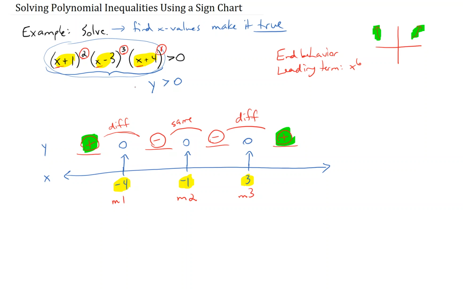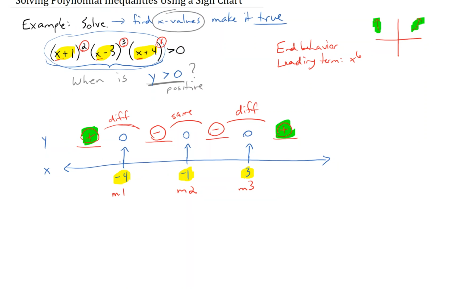We're trying to figure out when y is greater than 0. What x values is that? Because we're trying to find the x values. So we go back and figure out where y is positive. y is positive for x values that are less than negative 4, and y is positive over here for x values bigger than 3.